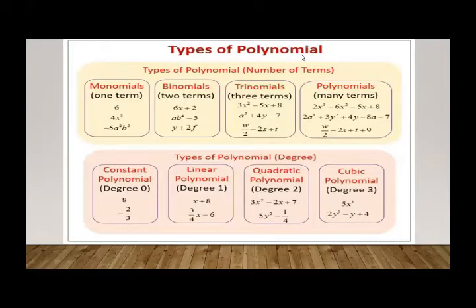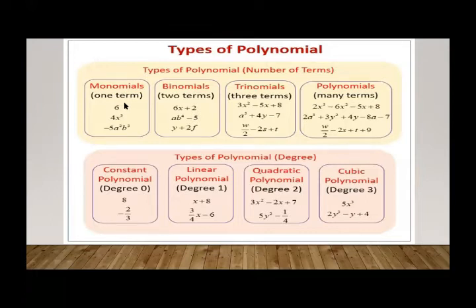Now the types of polynomials. Now we see what are the types of polynomial. Types of polynomials are of two types. Number one is according to number of terms, and second is according to degree. First of all, we'll see what is meant by according to number of terms. So according to number of terms, polynomials have four different types.